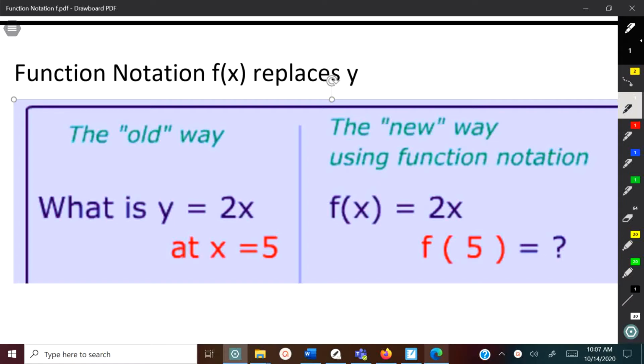Hello, thank you for checking out my video, and today I want to continue the lesson on function notation. So in the previous lesson we talked about how f of x replaces y and how it makes it easier to notate different things, and we can figure out what number we're plugging in. We can figure out which function we're talking about just from the notation.